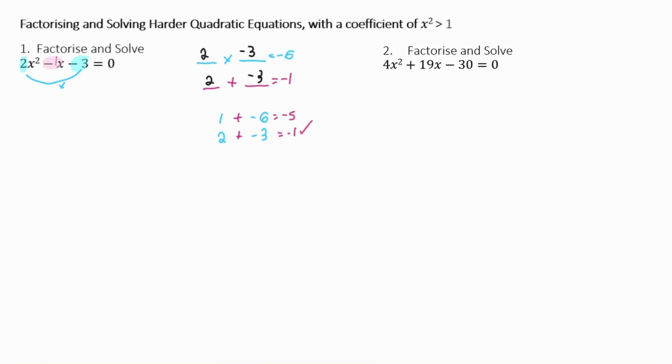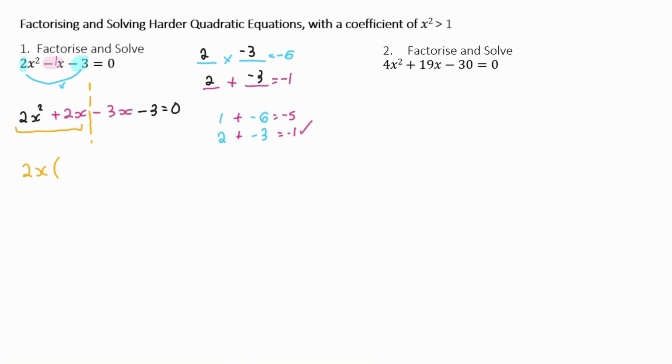So we are going to write this as 2x squared, and we're now going to break up the minus x into its sum. So we are going to write it as plus 2x minus 3x, and we're going to keep the minus 3 equal to 0 as it is. We then split the equation into 2, and we look at the first part of the equation and factorize that by looking at the common factors in 2x squared and 2x. So the common factors are 2x, and we can now open the bracket.